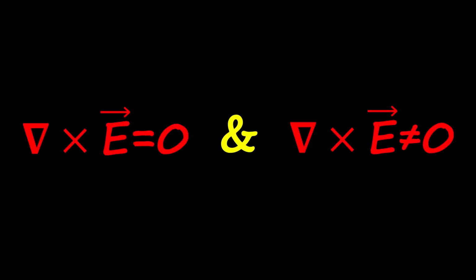Hello everyone, this is my fifth video on electromagnetic theory, and in this video we are going to discuss when the curl of an electric field will be zero and when it will be non-zero. First, let us try to understand what we mean by curl of a vector.